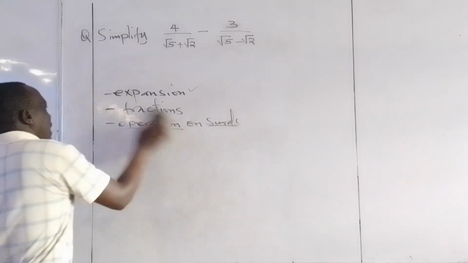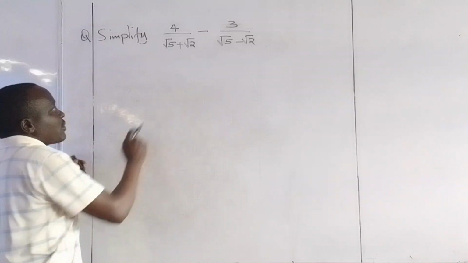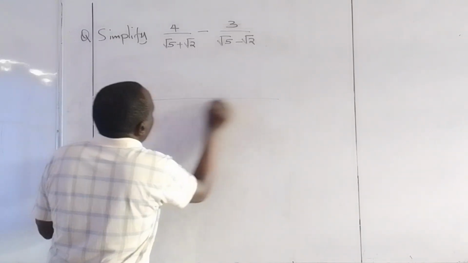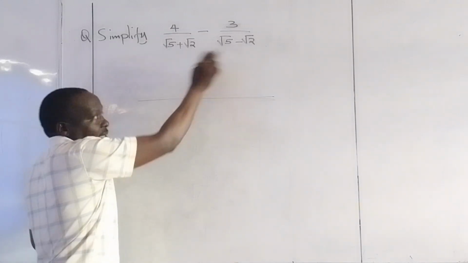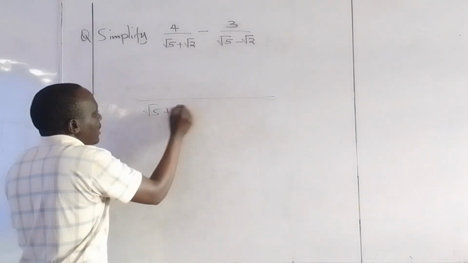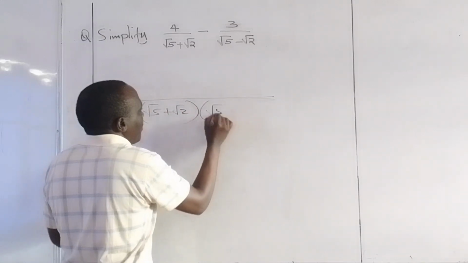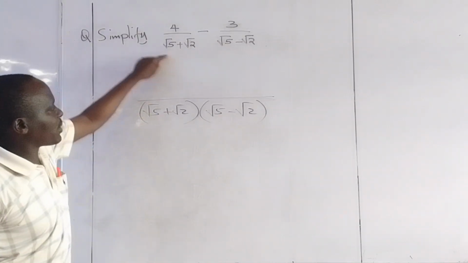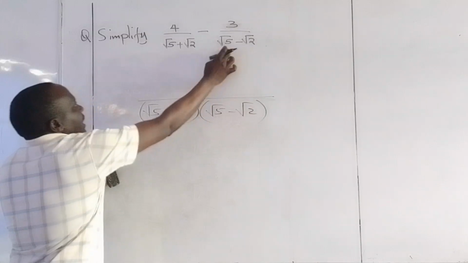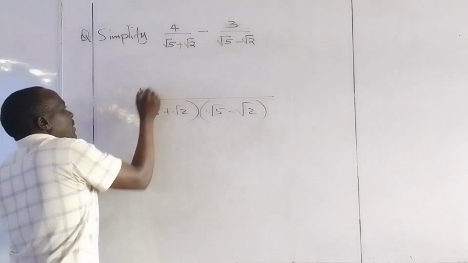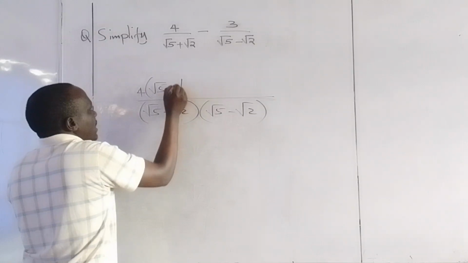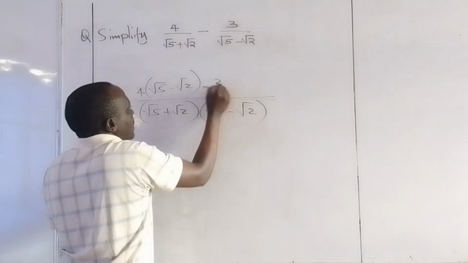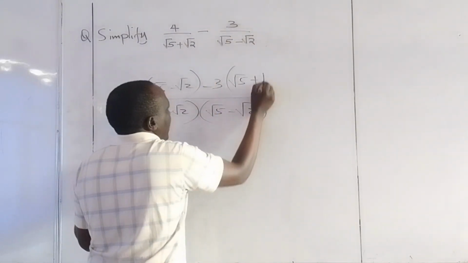So the three concepts will be applied in simplifying this expression. So we are going to start by taking the LCM, because these are two fractions that are subtracted. So we take the LCM, and our LCM, as I said, is the product of the denominators. That is surd 5 plus surd 2 multiplied by surd 5 minus surd 2. Then this LCM divided by this one, we are going to remain with surd 5 minus surd 2. So it's like you cross multiply. So 4 will be multiplied by this one, that is surd 5 minus surd 2, minus, because this is subtraction. So this 3 will be multiplied by this one, that is 3 into surd 5 plus surd 2.